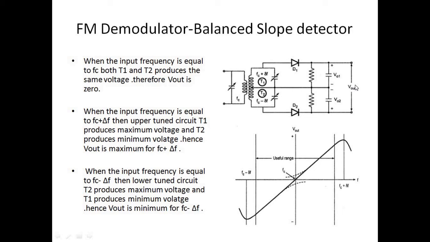When the input frequency is equal to fc minus delta f, the lower tuned circuit T2 produces a maximum voltage and T1 produces a minimum voltage, so the output Vout is minimum. This graph is the variation of output voltage with respect to the input frequency. When the input frequency is equal to the carrier frequency, the output will be 0. When the input frequency is fc plus delta f, we have the maximum voltage. When the input frequency is fc minus delta f, we have the minimum voltage.